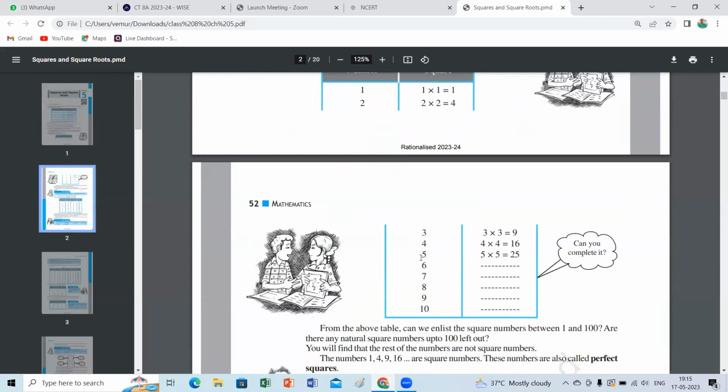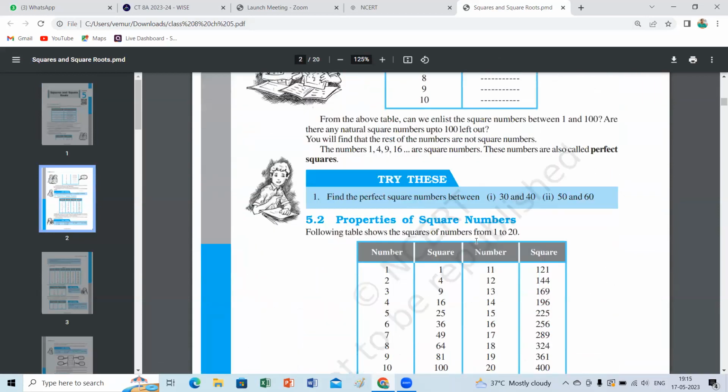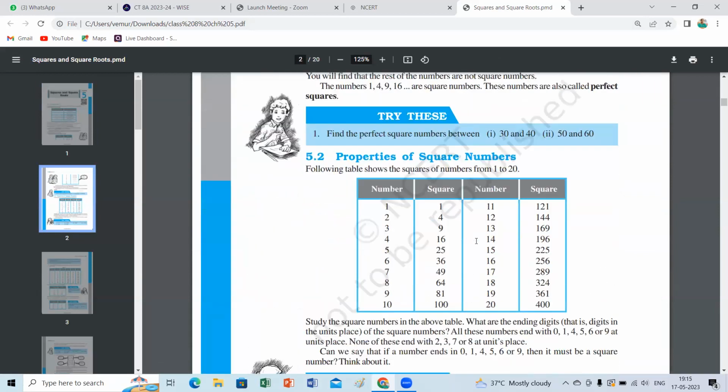In general, you have a table to complete. Already you completed this part. Find the perfect square numbers between 30 and 40. Perfect square means the numbers we can express as square numbers between 30 and 40. 36. 36 is the only number. Very good, which is 6 square.